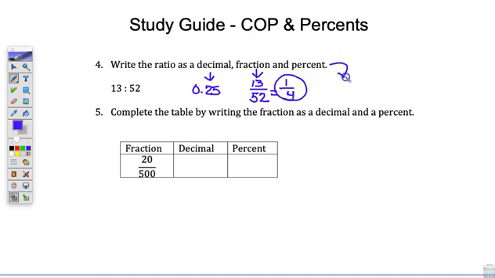To write it as a percent, I'm going to take it as a decimal and just move it 2 places to the right and add the percent symbol. So that would be 25%. So you can take one last look to make sure they are all equivalent.